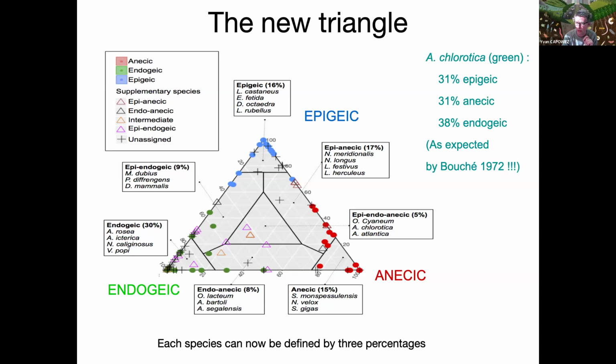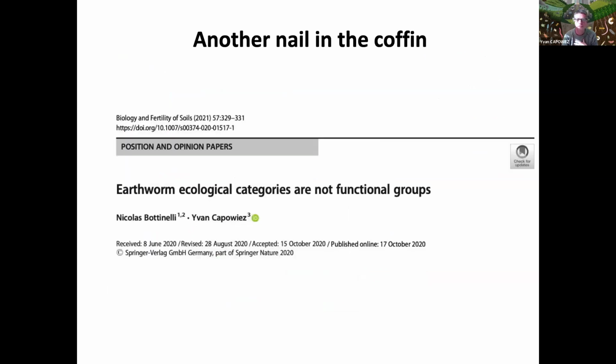And it's quite funny because if you go back to the book of Marcel Boucher, he explained that this worm was intermediate. He never said this worm was endogeic. But if you look at what people say, and I did it myself, everybody thinks this worm is endogeic. It means that even what Boucher told us in the 70s was not very well kept in mind.